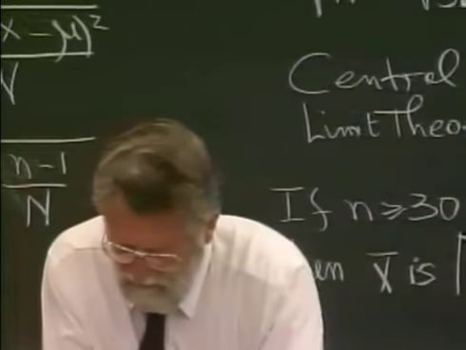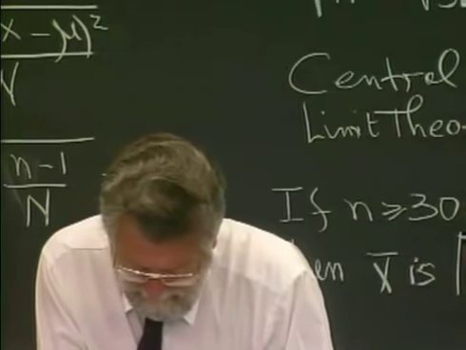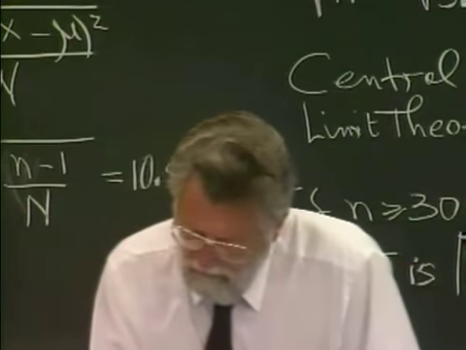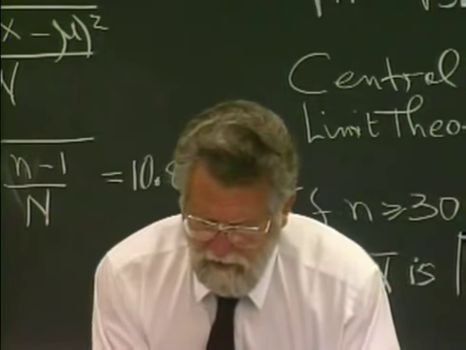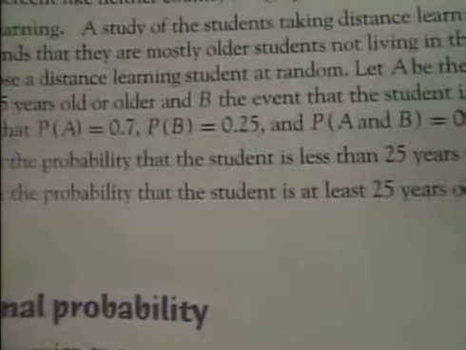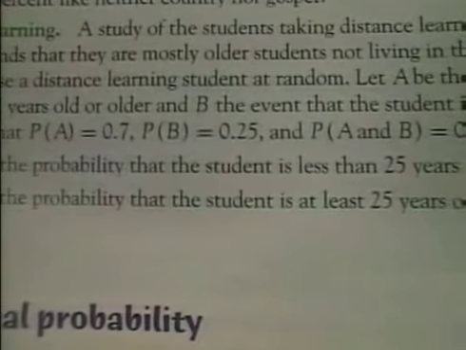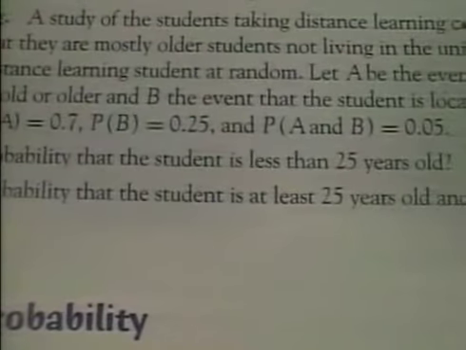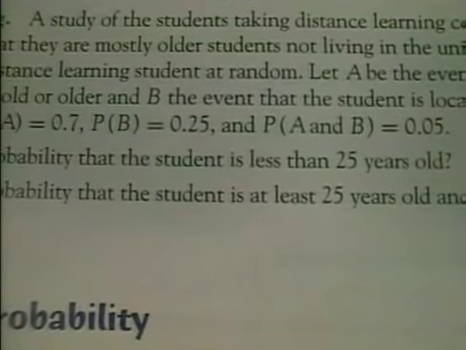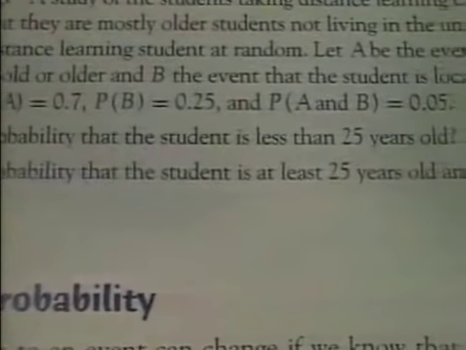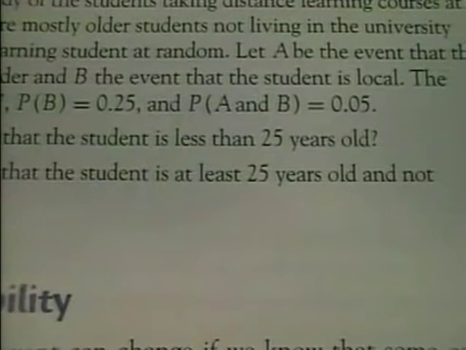So if I look at 6 and 8, and I'm going to go to the text for a moment now, problems 6 and 8. If I get to problem 6, distance learning, and of course the video-based is a distance learning kind of problem. And here are some probabilities given to you in this problem. The probability of A is 0.7, the probability of B is 0.25, the probability of A and B is 0.05. And then I want here the probability that the student is less than 25 years old, and then what is the probability that the student is at least 25 years old and not local? So we're given information and you're supposed to find some probabilities. That's probably a good place to start.